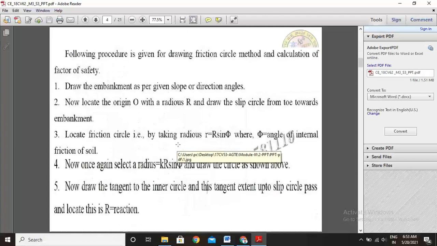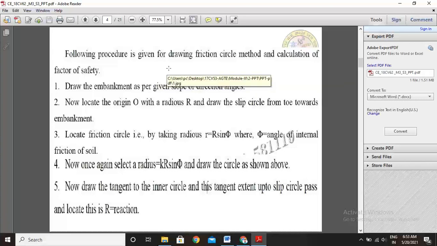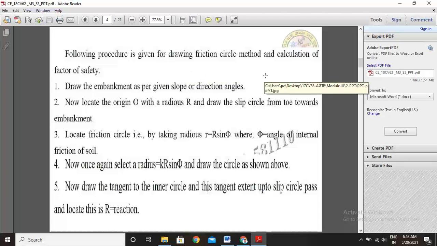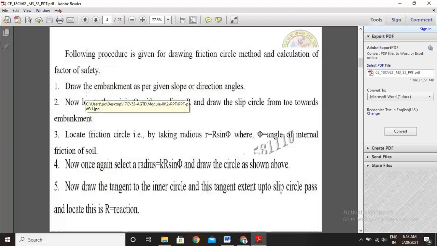Based on this concept, I will now explain in detail how to plot this sketch. Here is the procedure; I will read it out, then once again explain the above diagram. The following procedure is given for drawing the friction circle method and calculation of factor of safety. First step: draw the embankment as per the given slope or direction angles.